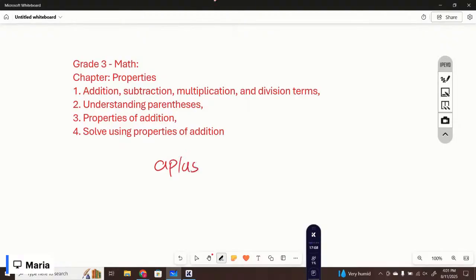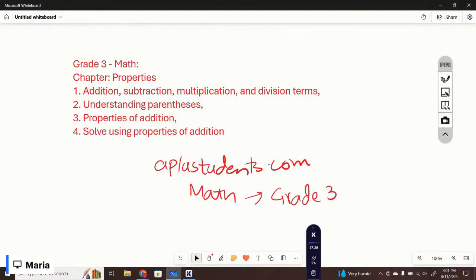You can find all the lessons on aplusstudents.com. You have to log in there using your email address and password as provided by the administrator. Then you have to select math from the subject tab. Scroll down to grade 3 math and then lessons. There you can find a list of the chapters.